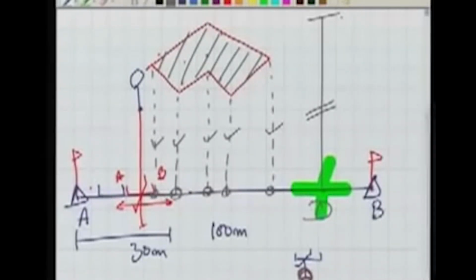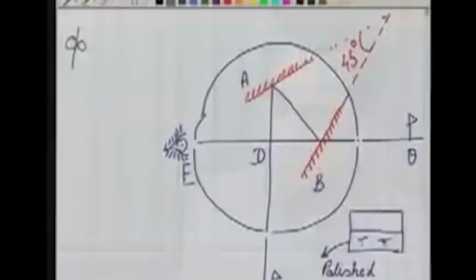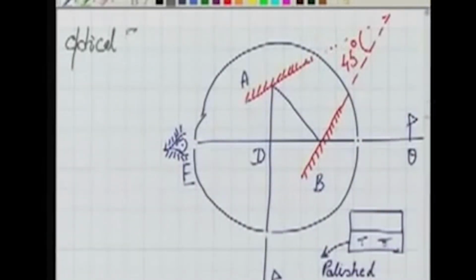Another instrument is the optical square. Now what this instrument looks like, this instrument is nothing but a cylinder kind of thing. It's a cylinder, maybe made of brass, and it has a couple of slits, and inside the cylinder there are two mirrors fitted at a 45 degree angle.